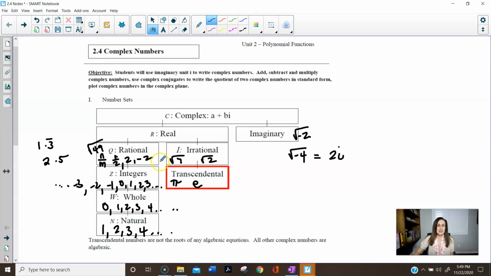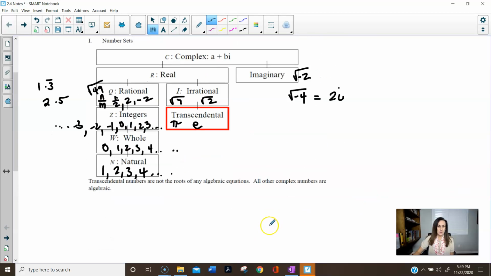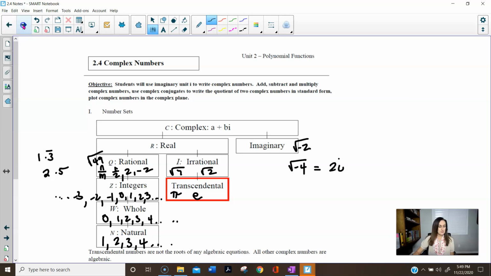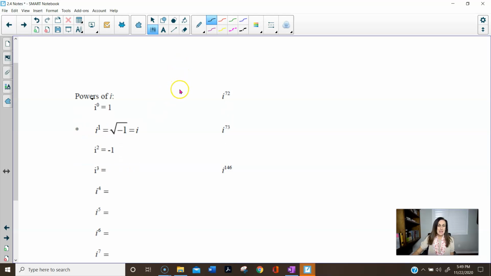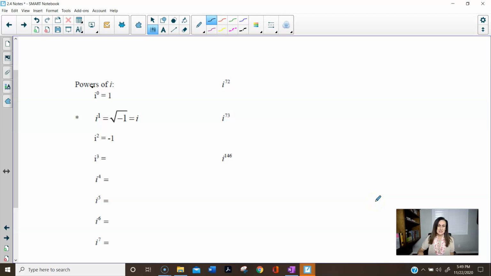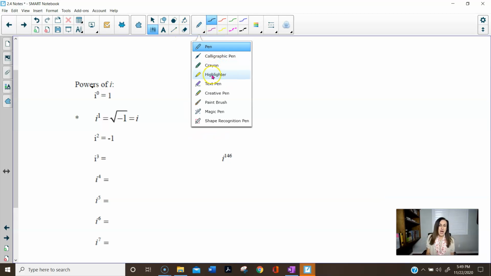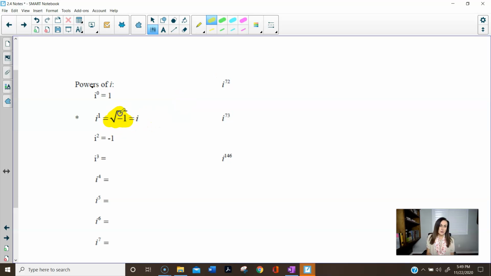So let's go ahead and continue this with looking at the powers of i. So if we start to talk about the powers of i, if we have i to the 0 power, anything to the 0 power is always 1. And if we have i to the first power, i represents the square root of -1. And the square root of -1 is what we're going to refer to as i.